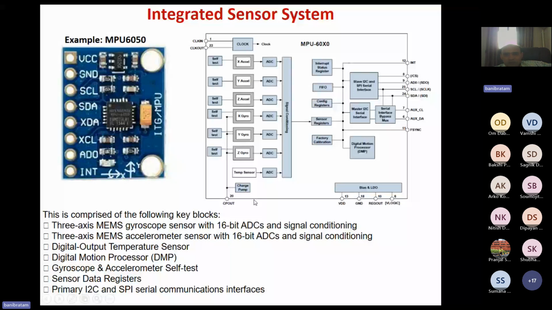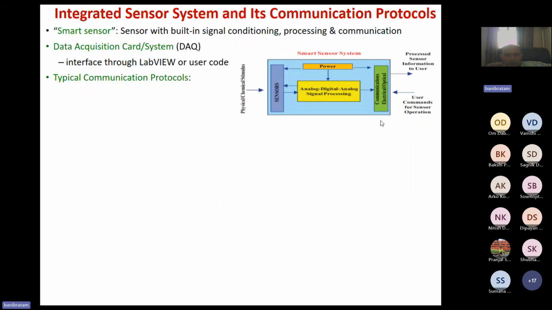Now, in these blocks, the other blocks we are already aware of, specifically the sensors and the signal conditioning part, but the communication part is left. So now we will be discussing the communication protocol, using which I can connect my sensor output to the processor input, or one processor to another processor. Those kinds of communications we can make with the help of different communication protocols. That's why we will now discuss the communication protocol for this integrated sensor system.